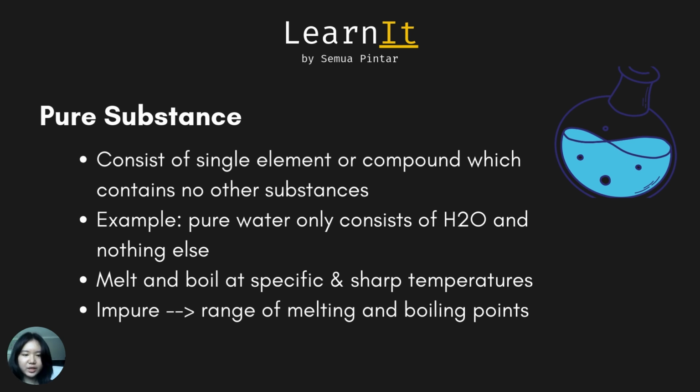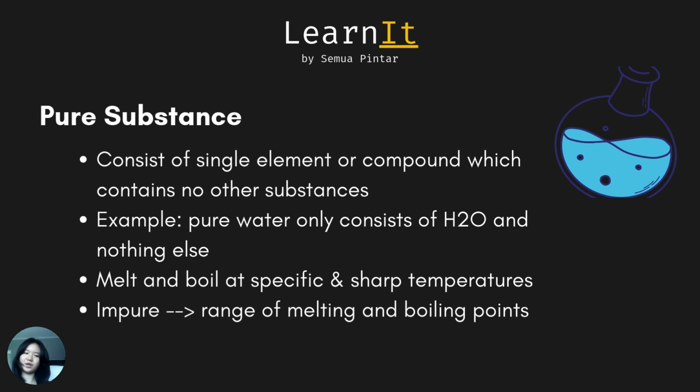Here it says pure substances melt and boil at specific and sharp temperatures. An example is, okay, I'm going to take pure water again. It has a boiling point of 100 degrees Celsius and a melting point of 0 degrees Celsius. And so it is very specific and sharp, and that's how pure water is going to melt or boil.